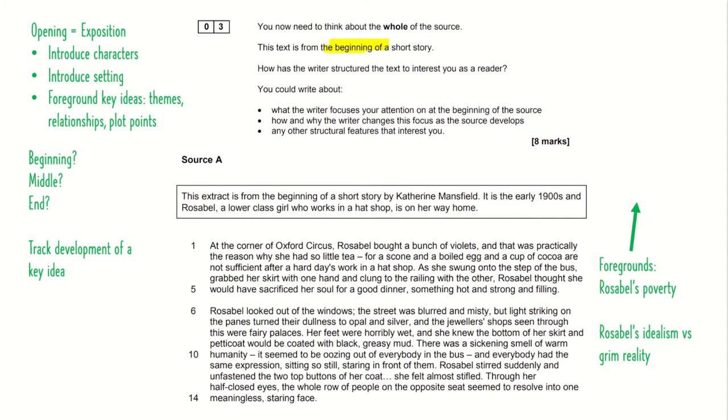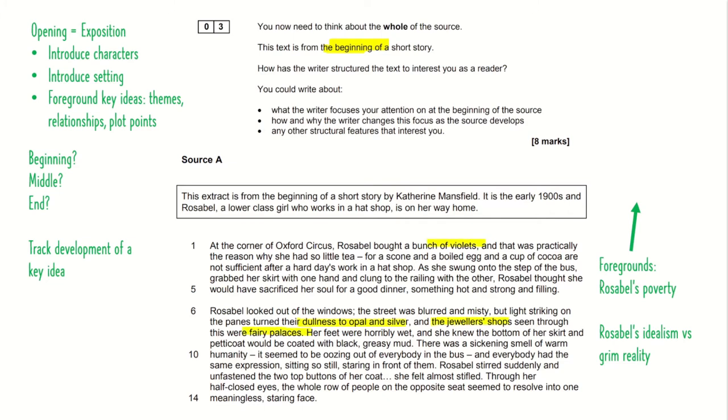The perceptive idea is about Rosabelle's idealism versus her grim reality. Now let me explain what I mean by that. If you think someone is idealistic, it means that they have these ideas about life and they place living up to those ideas above anything more practical like eating. So in Rosabelle's case, she's idealistic because of her love of beautiful things, and also perhaps her love of expensive things, with the whole jewelry shop and the silver and the opal and how expensive that is, but also the beauty with the violets too.